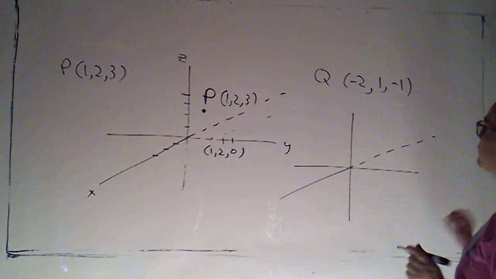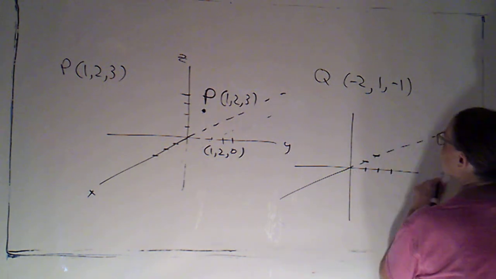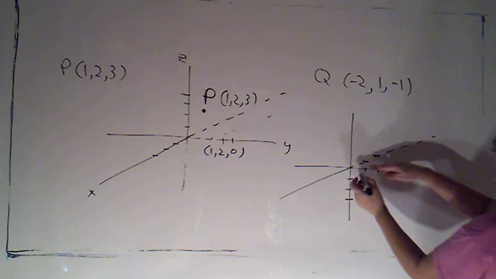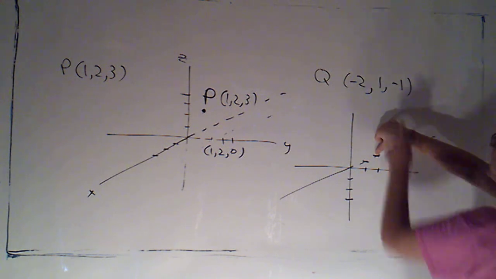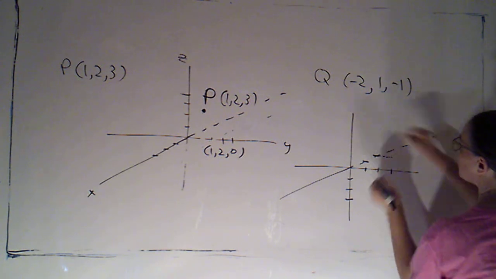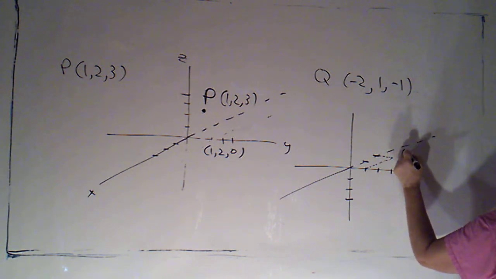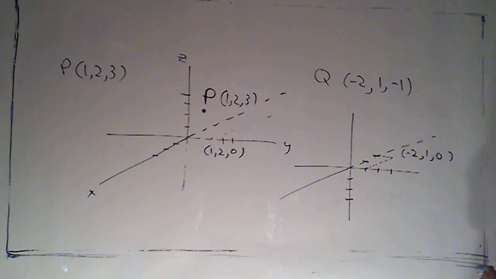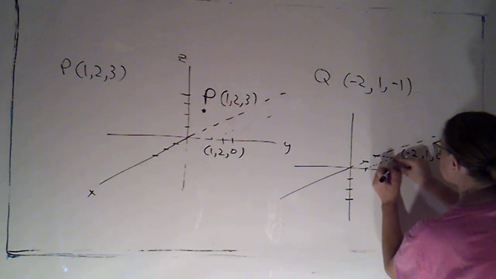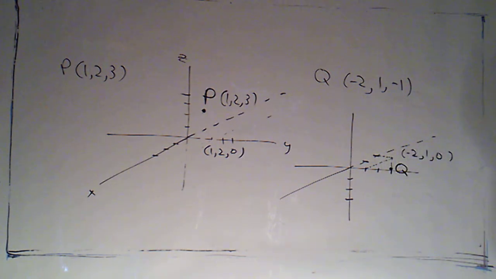So let's see. I'm going to draw in tick marks this time on the negative x-axis, positive y-axis, and negative z-axis. Okay. So I would be going back 2, so that's going to take me to here. Then I've got to go over 1, so that's going to be a distance of 1 to the right. That'll take me to about right here. So this point would be the point -2, 1, 0. And then from there, I've got to go down 1. So I'm going to come this distance down. And right there, that's my point Q.